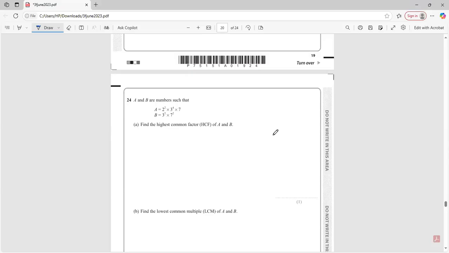Is it 3 to the power of 5 times 7 squared? Okay. Did you say 3 squared times 7, or 3 squared times 7 squared? Which one?